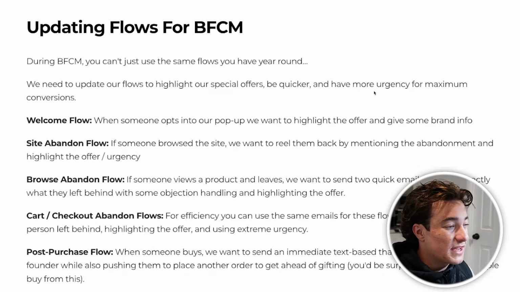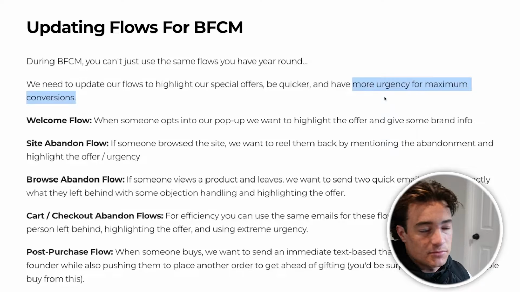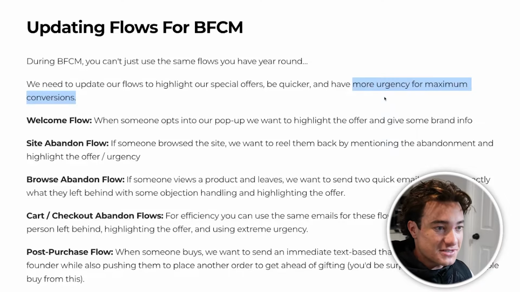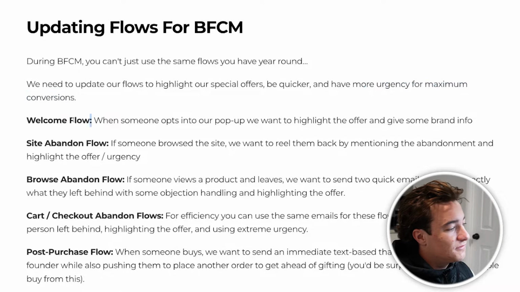So we need to hit people quick and we need to have a lot more urgency for maximum conversion, being like, hey, this offer is the best offer you're going to get year round. If you want it, you got to buy now. So we want to make sure these flows hit those points to really increase our conversion rate. So what flows do we want to update?